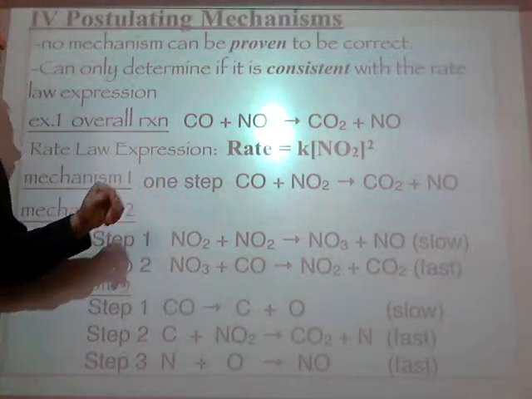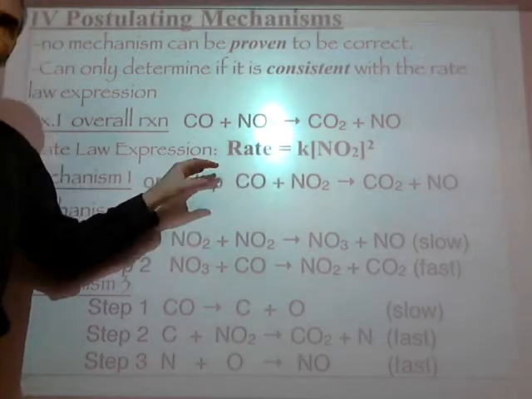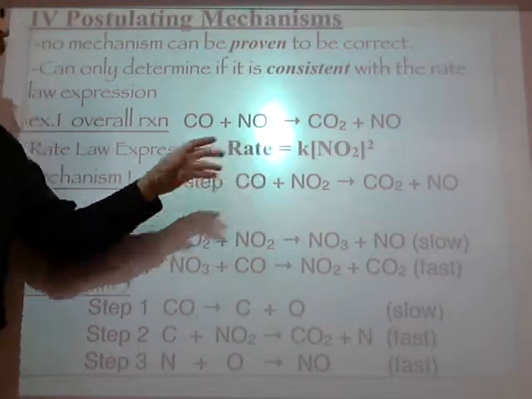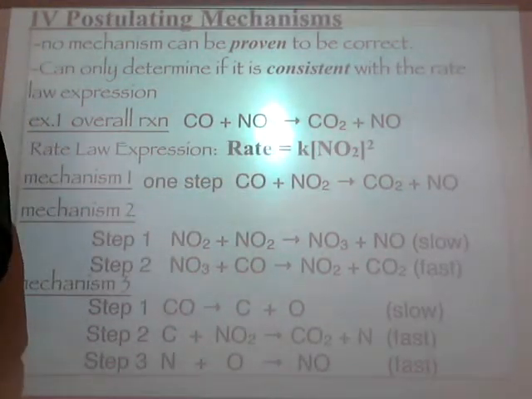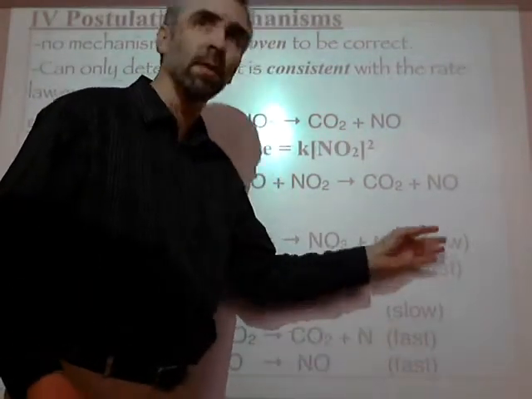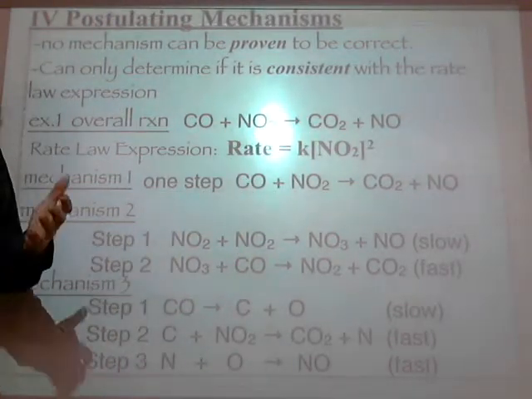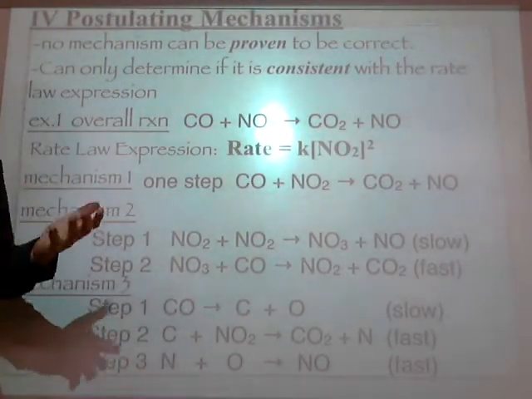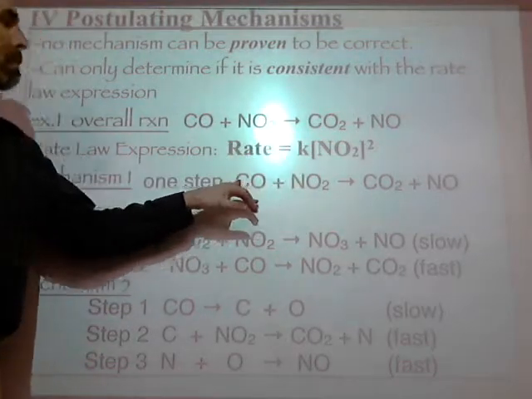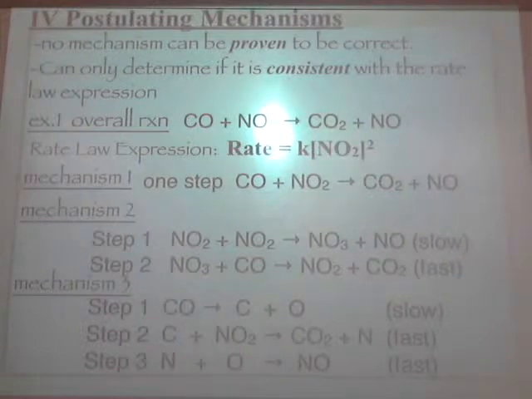All right, let's watch. Looking at this first mechanism, it is a one-step mechanism. One-step mechanism means the only step is the slow step. Notice I labeled which is the slow step in these other ones. Why didn't I label it here? Because it only has one step. It is the slow step. It's the only step. It's the rate determining step. Now, does this one make sense with that rate law expression? What do you think?